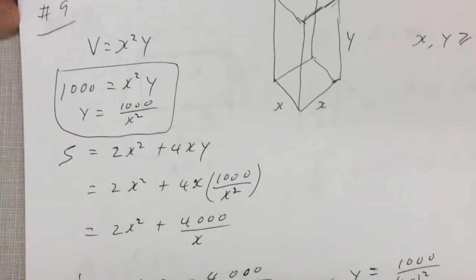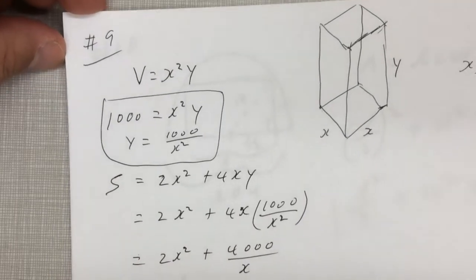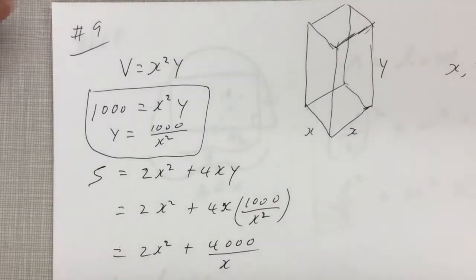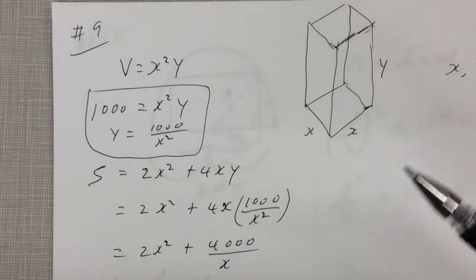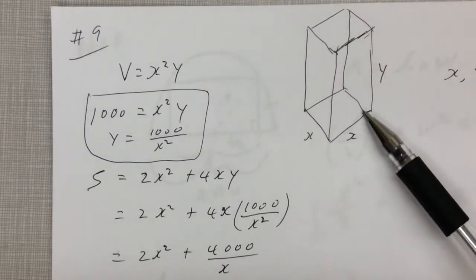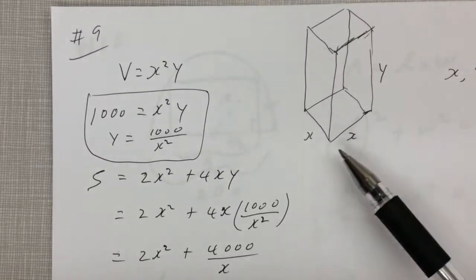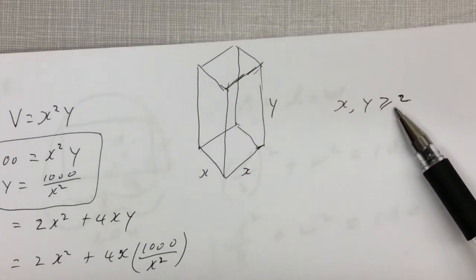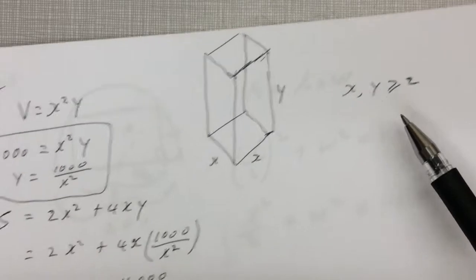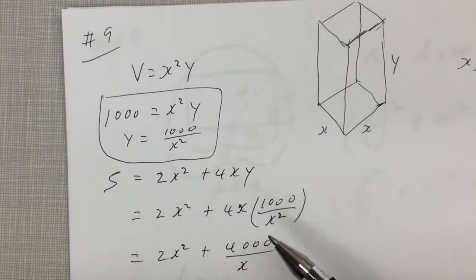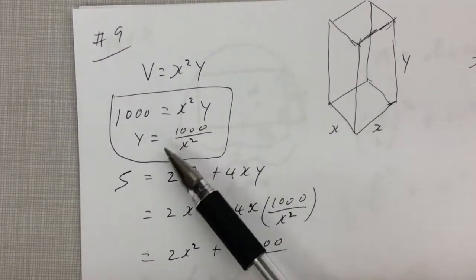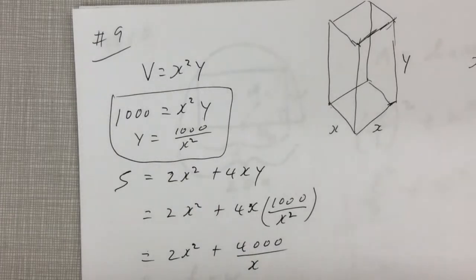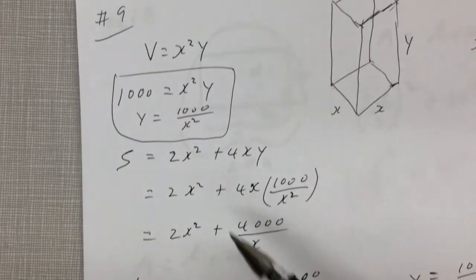Number 9, let's take a look at this one. In number 9, you're given the volume of a prism, and it's square-based, and you're also given that the dimensions cannot be less than 2. So the volume is 1,000, so that is the constraint, and you're looking at minimizing the surface area. So say maybe it's packaging for some sort of box of cereal or something like that.